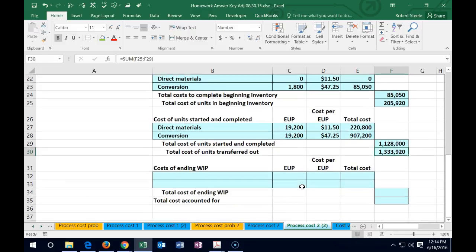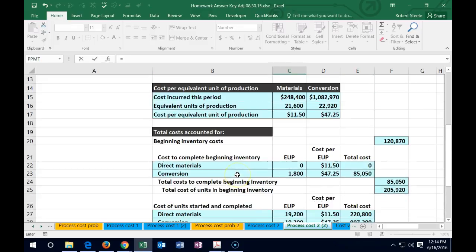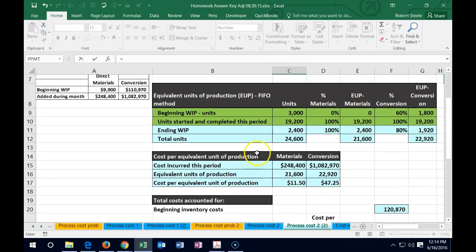Now we're going to figure out what is still left in department A that has not yet gone out to department B in terms of dollar amounts. We're going to use, of course, a similar calculation. Direct materials is going to be here. We're going to look at the equivalent units. I'm going to say this equals and scroll up to our equivalent units in terms of materials.